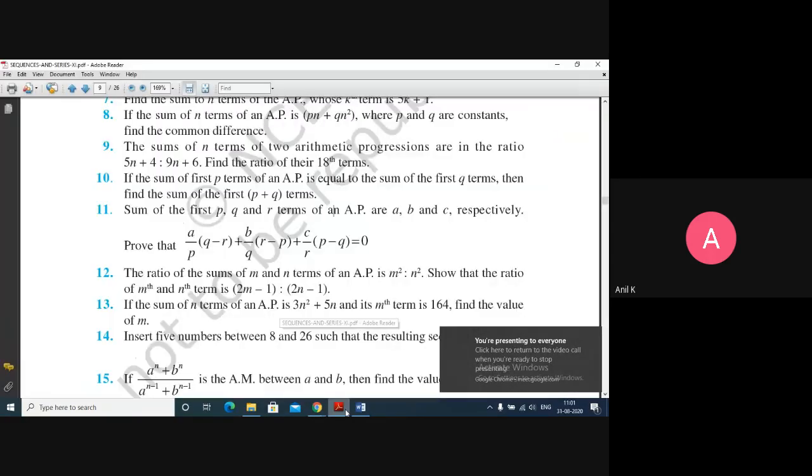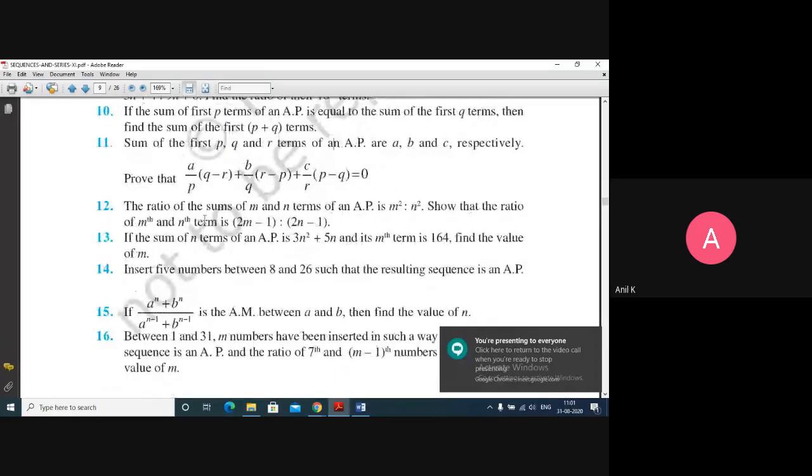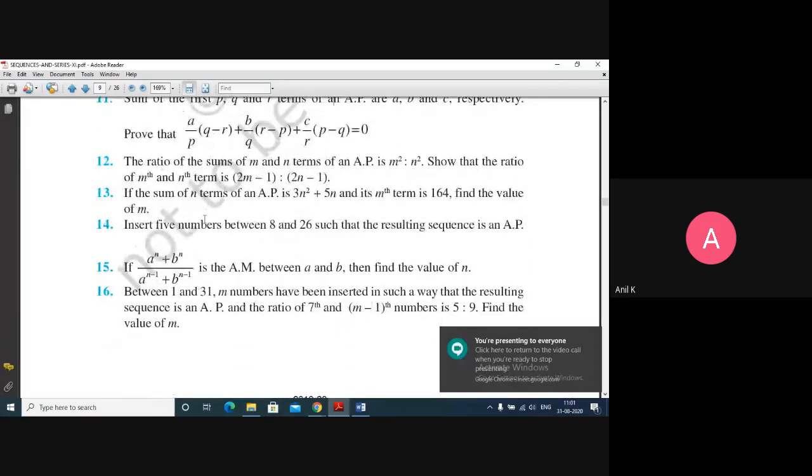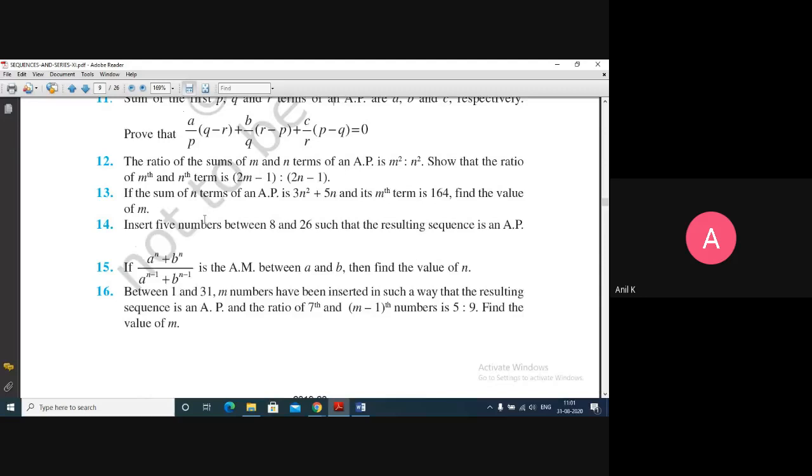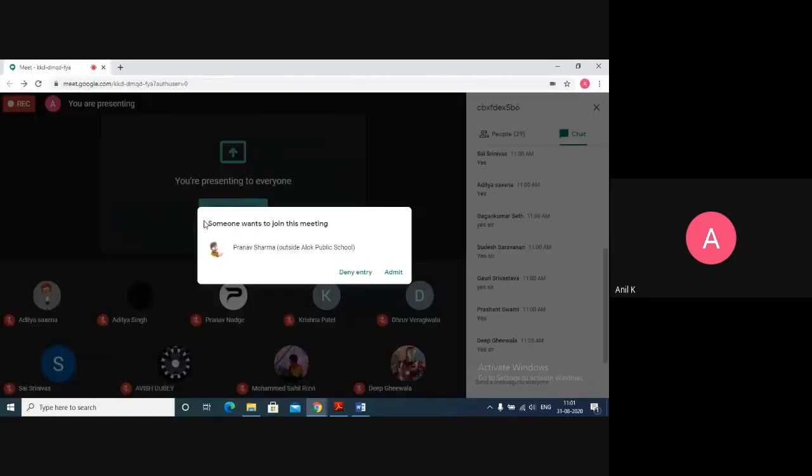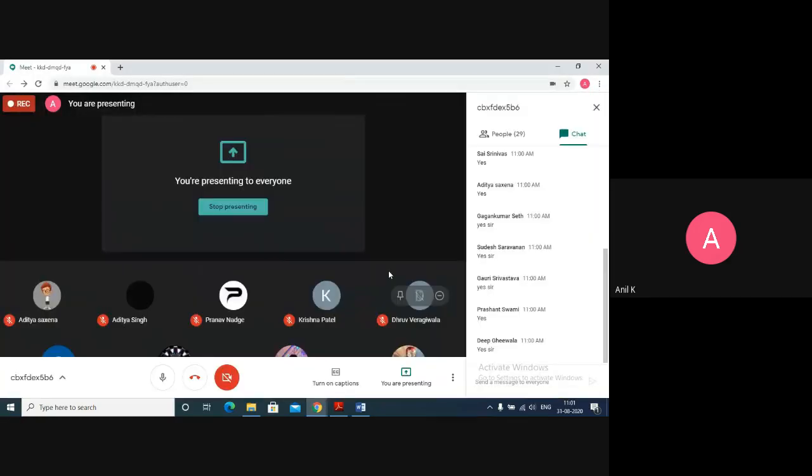So we'll start the next question. That is question number 12. The ratio of the sum of m and n terms of an AP is m square is to n square. Show that the ratio of the mth and nth terms is 2m minus 1 is to 2n minus 1. So the ratio of the sums of m and n terms is given, and we need the ratio of the mth and nth terms.